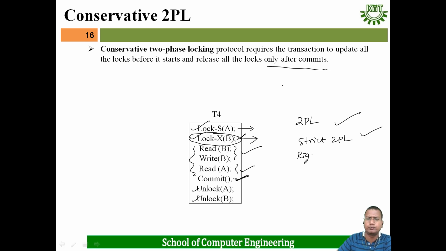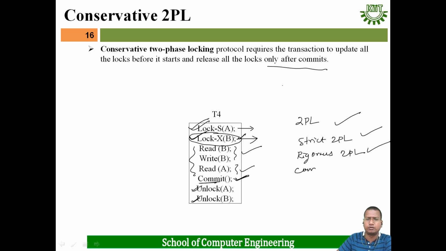Then rigorous 2PL, whether it is in rigorous 2PL or not. For rigorous 2PL, for any lock, that means it may be a read lock or write lock, the unlocking will be possible only after the commit or abort statement. Your commit statement is there, after that unlocking of A and B is done. That means it supports rigorous 2PL.